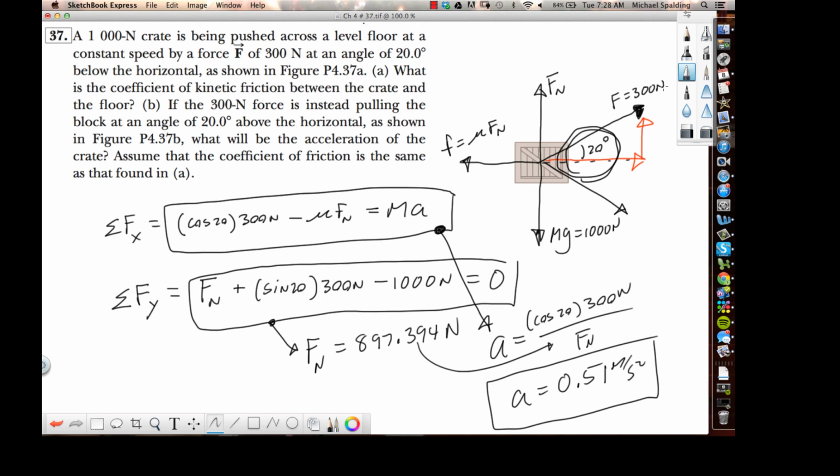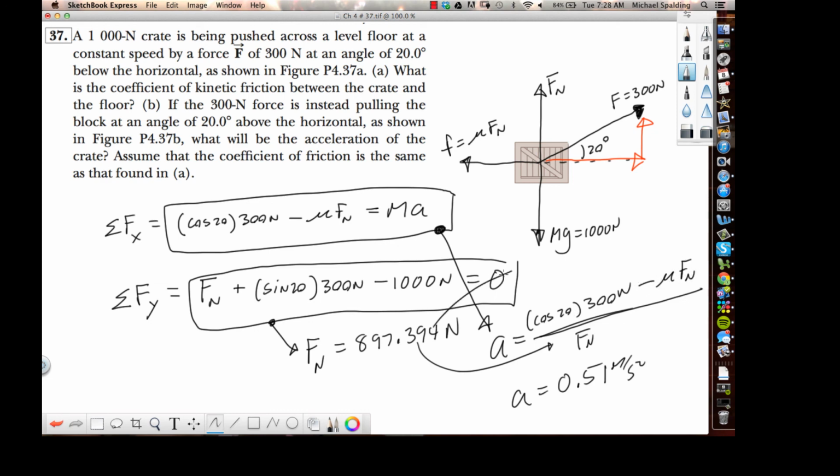Where did the mu go for the Fn difference? Oh, good question. Spaldo, I forgot something here. This should be, sorry guys, oops, cosine 20 times 300 minus mu Fn. So you've got to plug in Fn two places. Did I do that correctly? Yeah, I did it. I wrote this out ahead of time and I had it right. So good question. So yeah, that goes there.